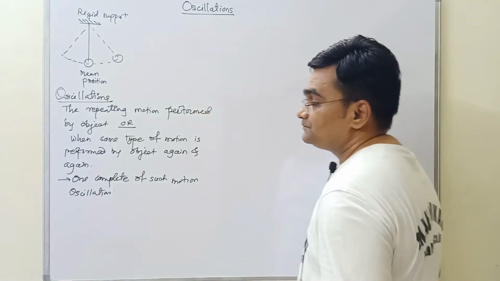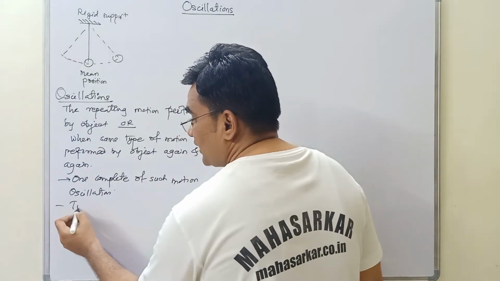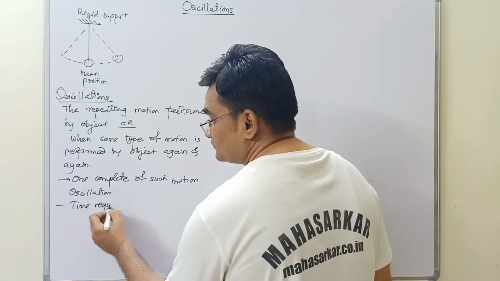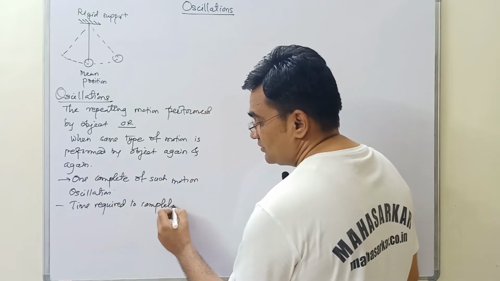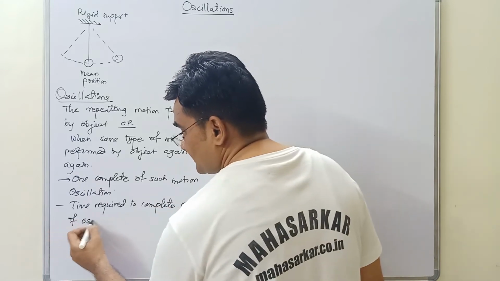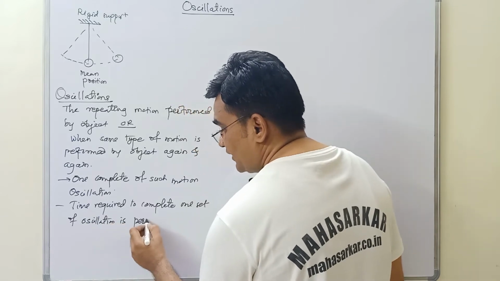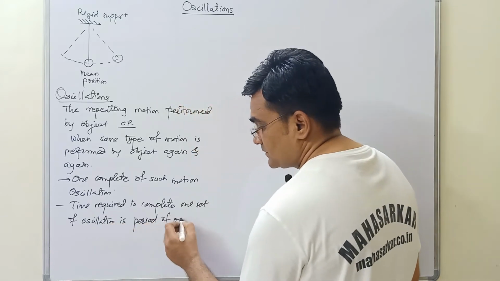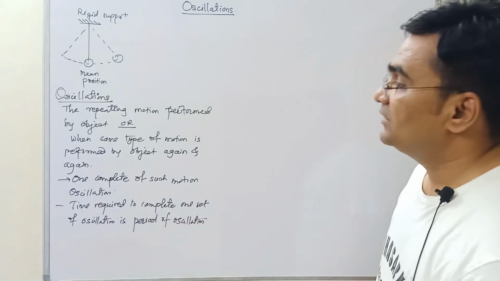Okay. Now, the time required to complete one set of oscillation, or one oscillation, is called the period of oscillation. Okay, these are a few basic definitions that we are already well familiar with.